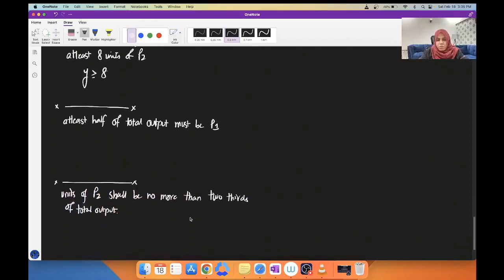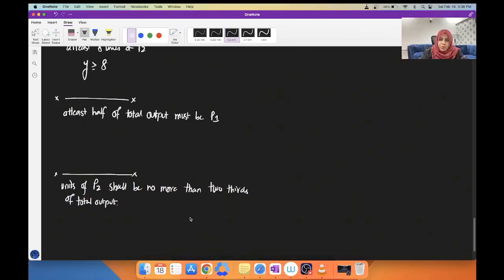Now at least half of total output must be P1. So they're saying half of total output. So you should know that after the equals sign, half of x plus y will come. But before the equals sign, it will be greater than or equal to, and they're saying must be P1, which means x should either be equal to half of x plus y or it should be greater than half of x plus y. Make sense? Now you can also simplify this further. How can you simplify this further? The 2 is going to go over here. Once 2 goes before the equals sign, it becomes 2x is greater than or equal to x plus y.